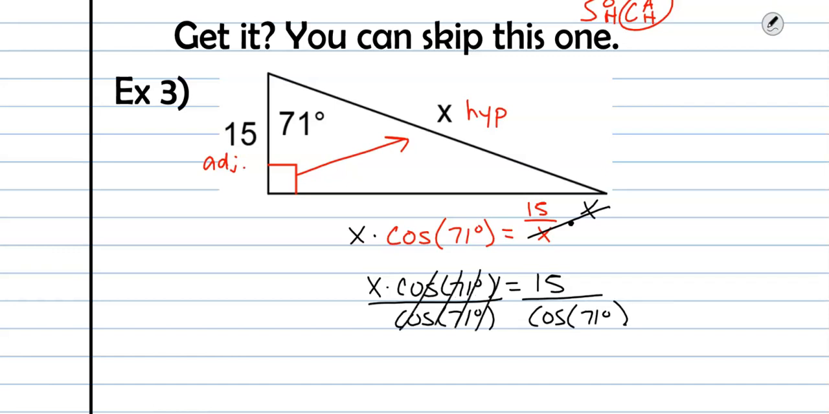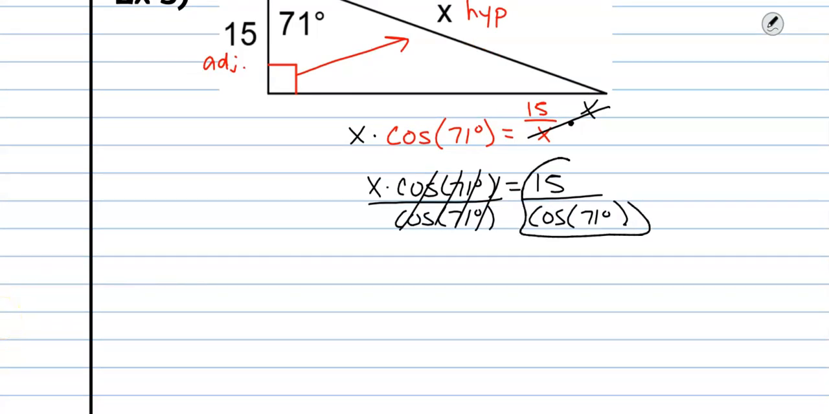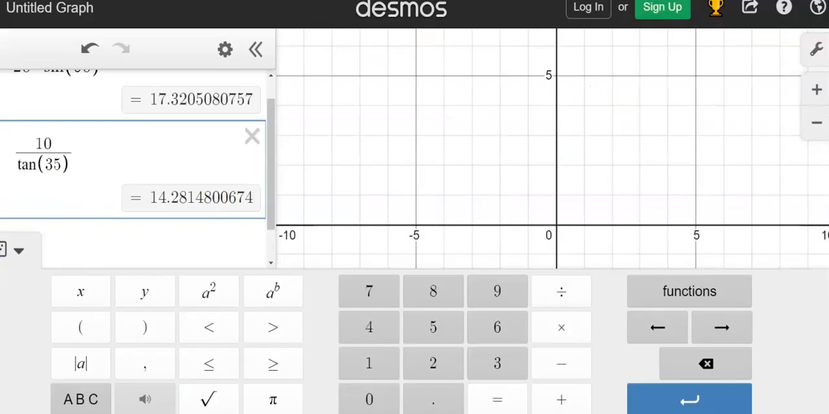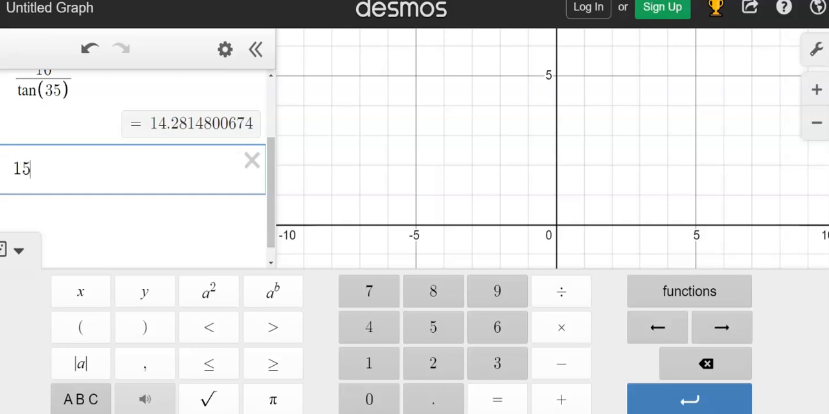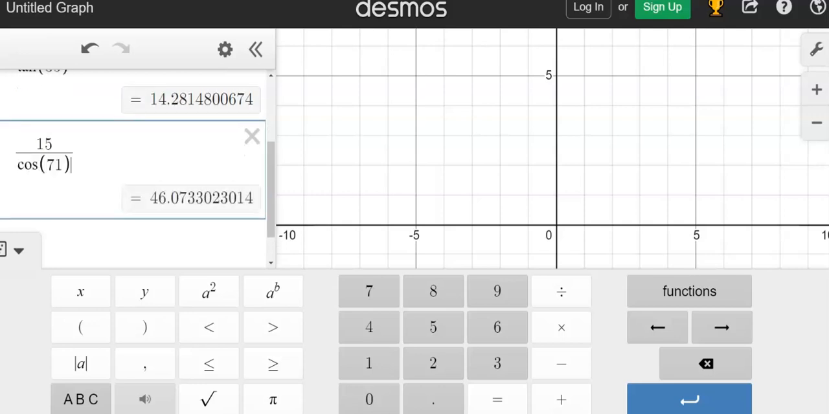Gone from this side. And then we're going to want to type this into the calculator. So I'll go ahead and do that right now. 15 divided by cosine 71. And we're going to get 46.07.